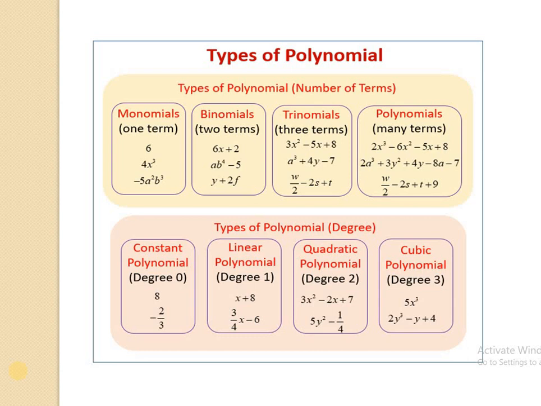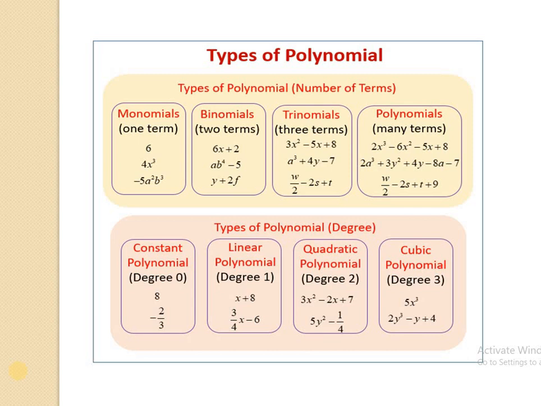There are different types of polynomials. We can categorize polynomials according to number of terms present in it and the degree of the polynomial. So firstly, let us talk about the types of polynomials according to the number of terms. First type is monomial. In this, only one term is there. For example, 6, 4x cube, minus 5a square b cube, irrespective of the degree of the expression.